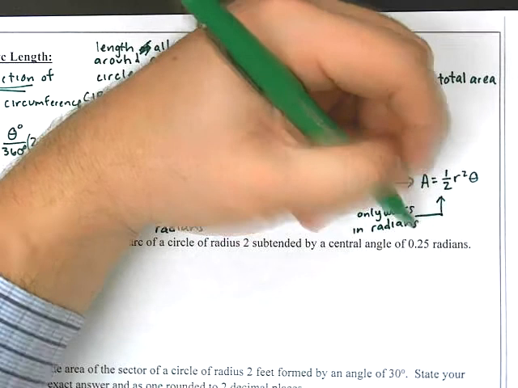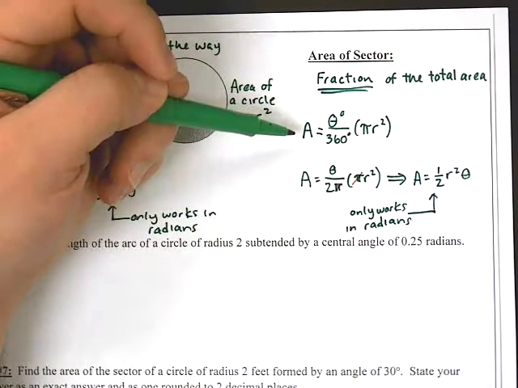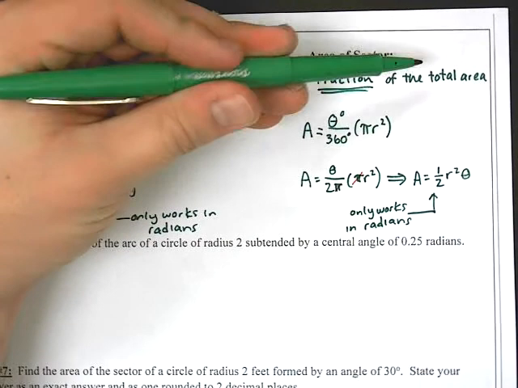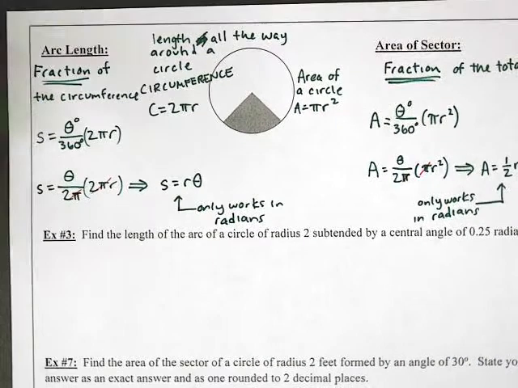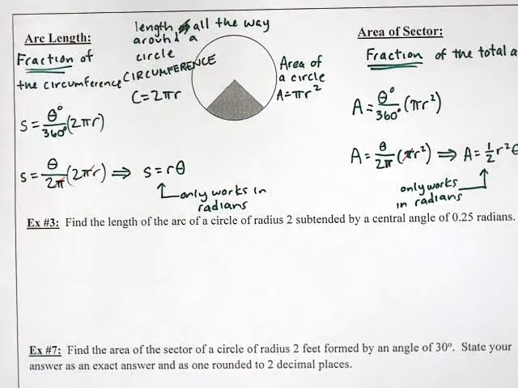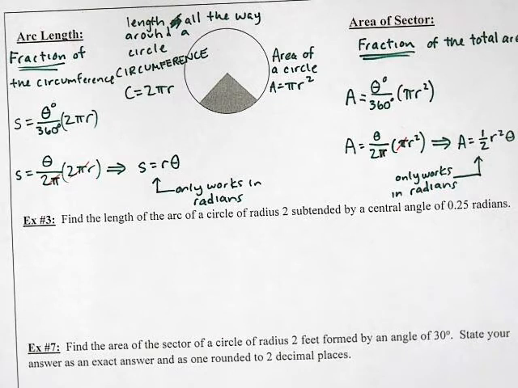And I'll say it one more time. I know I've beaten a dead horse. I'd really rather you understand conceptually what you're doing here. I'd rather you understand that you're taking the fraction of the total area or the fraction of the circumference. But if you become comfortable enough with it, then I'm okay with you using these extra formulas. Okay? So now let's put this to work a little bit, all right?